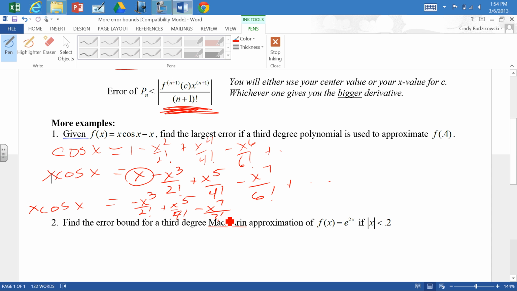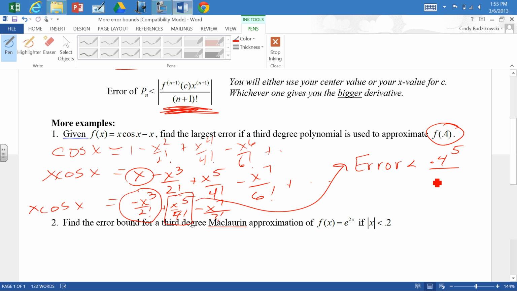Okay. We're trying to find the error of a third degree polynomial. Well, that would just be a one-term polynomial approximation, and we're using it to approximate f of 0.4. So again, this is alternating. We are just going to take the fifth degree term, because the fourth degree term will vanish. And so we know the error is going to be less than the absolute value of 0.4 to the fifth over 4 factorial.